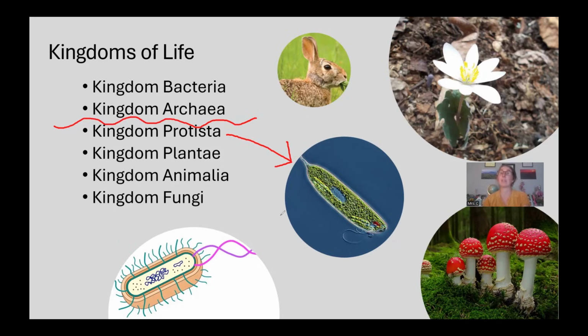So they're going to be the mostly unicellular, microscopic eukaryotes. Very similar to bacteria, but they do have a nucleus and other membrane-bound organelles, such as chloroplasts, like this euglena pictured. Another example of protista would be amoeba, also algae. So kingdoms of life, what biology is all about.